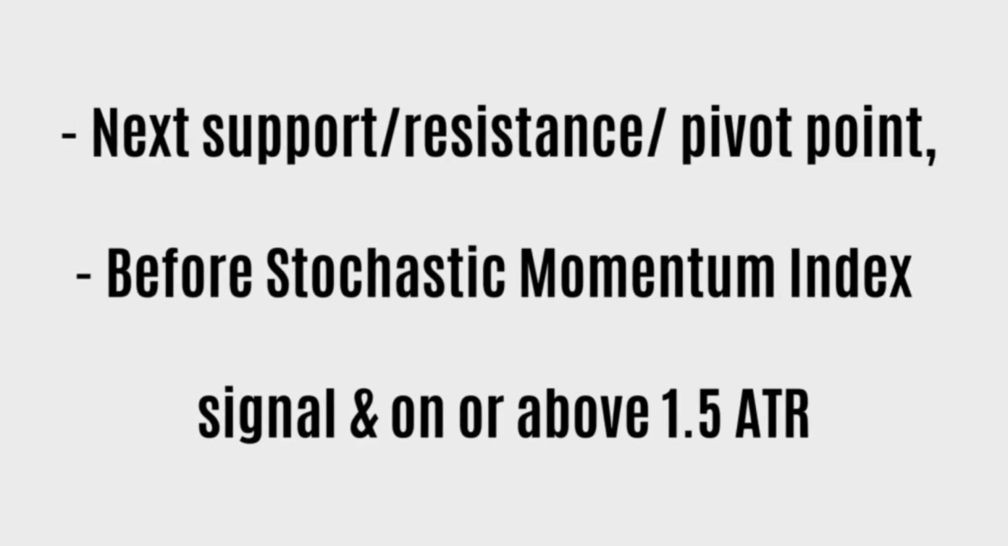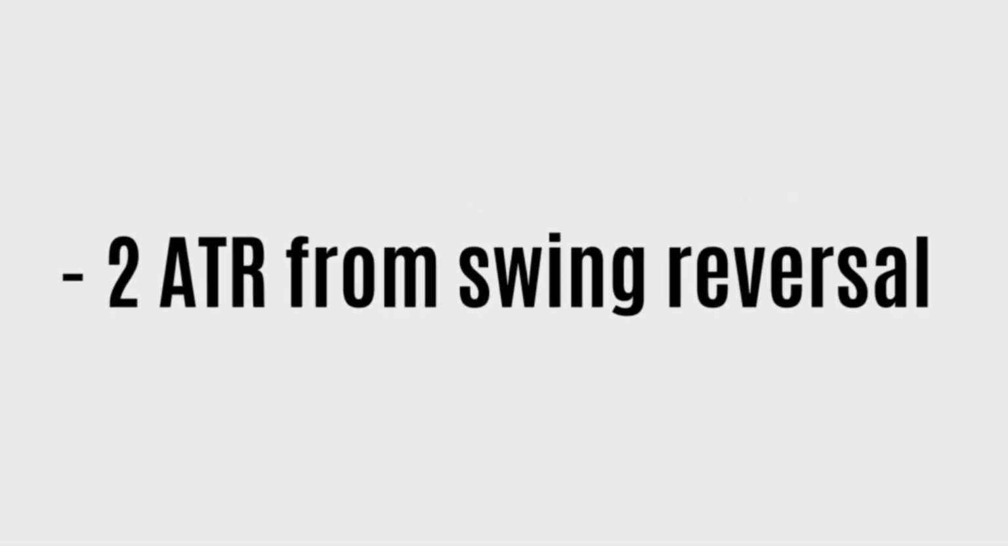Now we'll look at the target. The target should be at the next support and resistance level or pivot point, and close before the stochastic momentum index gives the opposite signal, and also ATR should be above 1.5. So now when it comes to stop loss, there's only one criteria, that is it should be 2 ATR from the swing reversal or pullback. Now let's see a few examples.